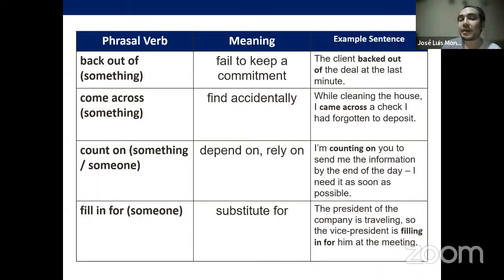So we said come across means find accidentally, right? The example says, while cleaning the house, I came across a check I had forgotten to deposit. All right, so again, this is something that happened accidentally. It was not planned. It was just an accident. When you find something accidentally.